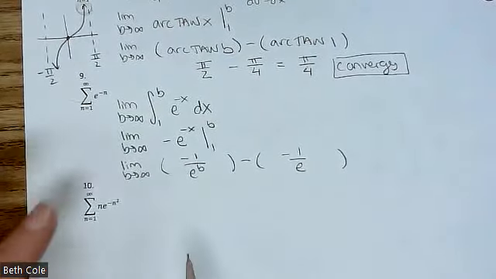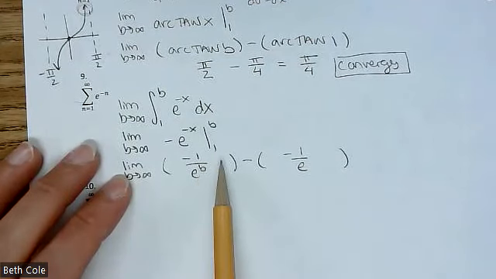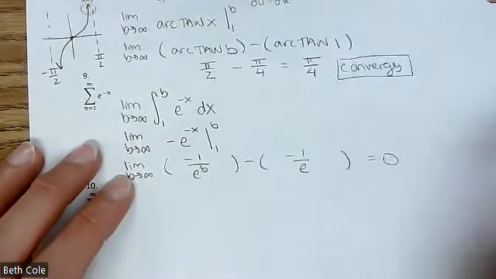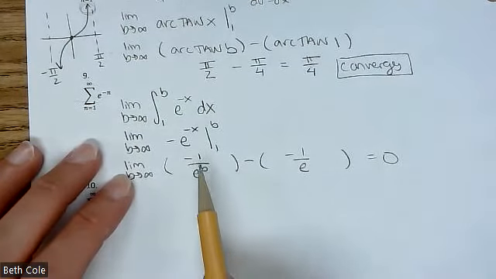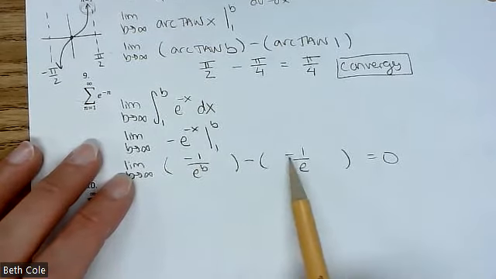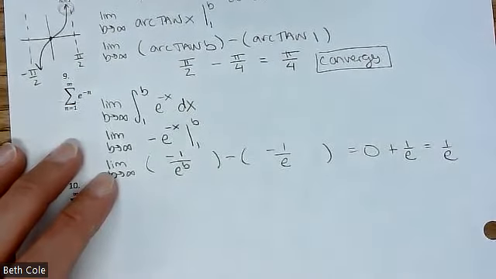And then your last step is to evaluate the limit. So as b gets larger and larger, what does this first part go to? That'll be 0, because you'd have like 1 gazillionth, which is like nothing. These negatives are going to cancel, so plus 1 over e, and so you get 1 over e.